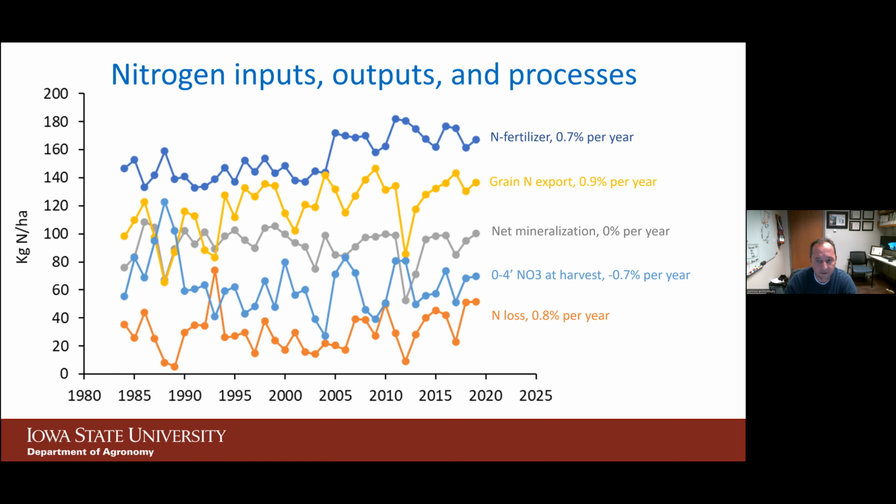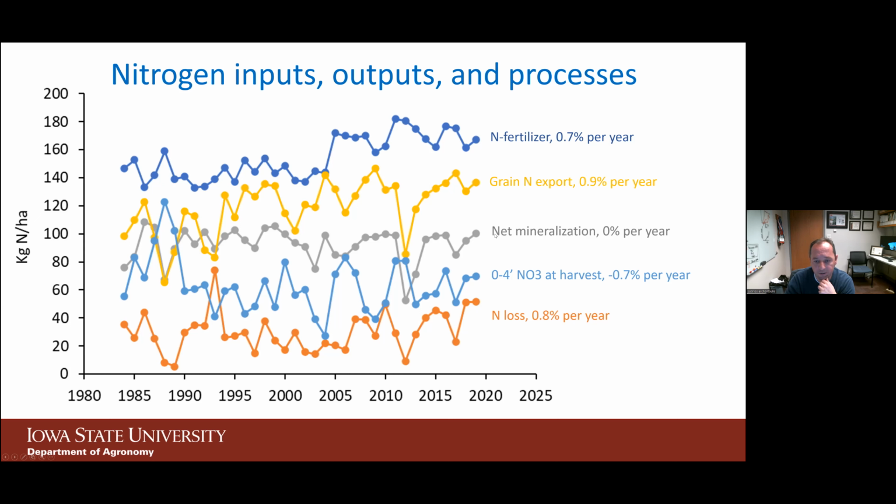The top line is the nitrogen fertilizer. By far it is the number one, the variable with the highest numbers here. The magnitude is much higher than anything else. And this has gone up according to the inputs that we have put into the model. The grain nitrogen export is what we harvest from the field, and this is simulated by the model. According to our simulation, there is an increase of 0.9% per year.